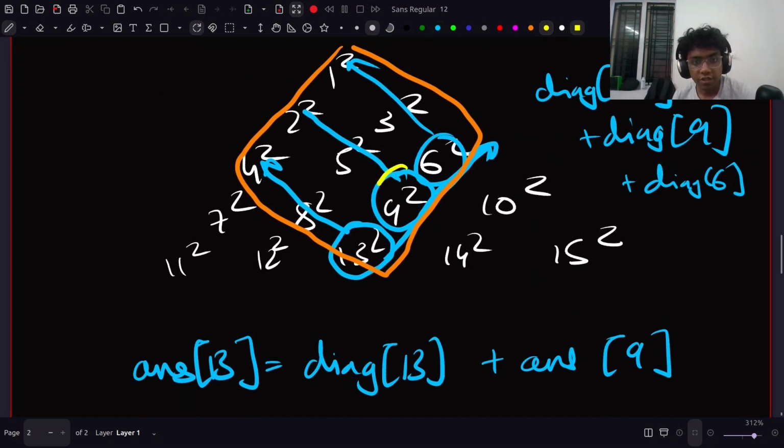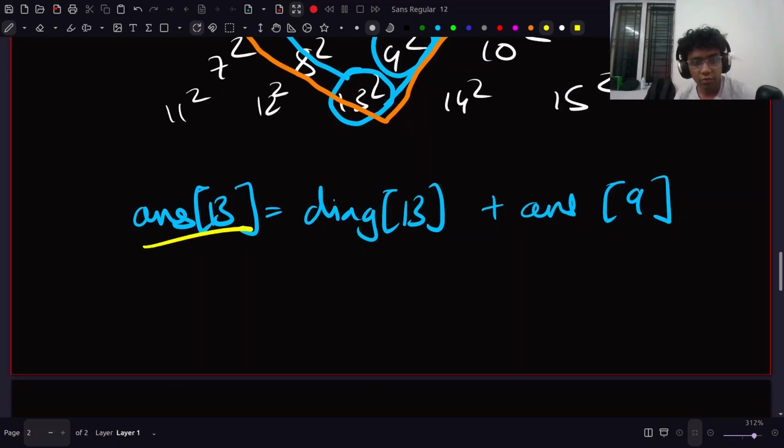Because at this particular position, the answer will simply be diagonal of 9 plus diagonal of 6. Now at 13, the answer is going to be diagonal of 13 plus diagonal of 9 plus diagonal of 6. Basically, the answer is just increasing by diagonal of 13, right? So that's why answer of 13 will be equal to diagonal of 13 plus answer of 9. Or you can write this in dp terms.